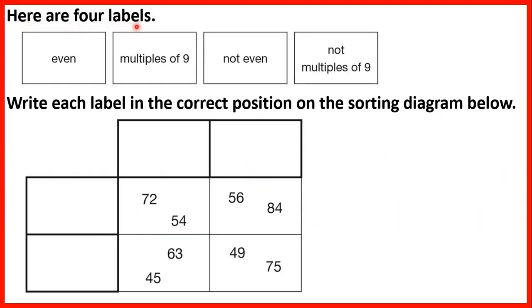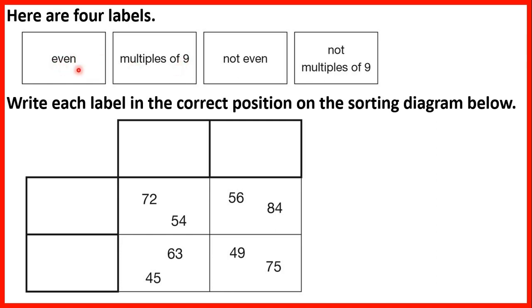Here are 4 labels. Even, multiples of 9, not even, not multiples of 9. Write each label in the correct position on the sorting diagram below. So remember, a multiple of a number is in that number's times table. So multiples of 9 are numbers that are in the 9 times table, or numbers that can be divided by 9 without getting a remainder.